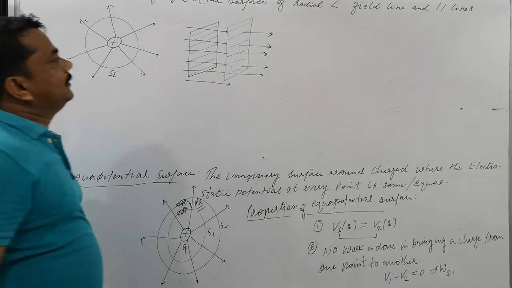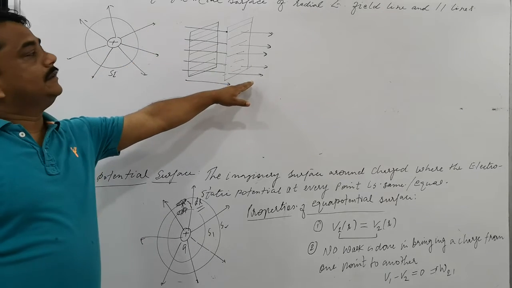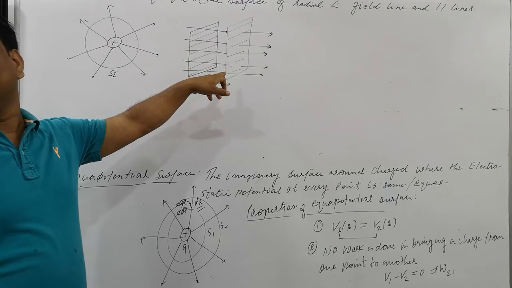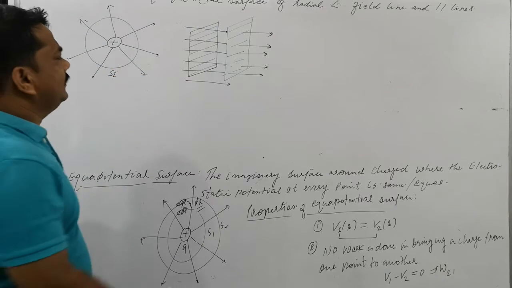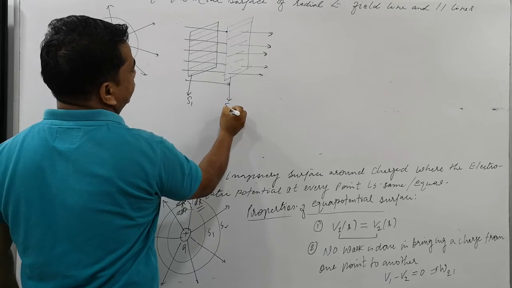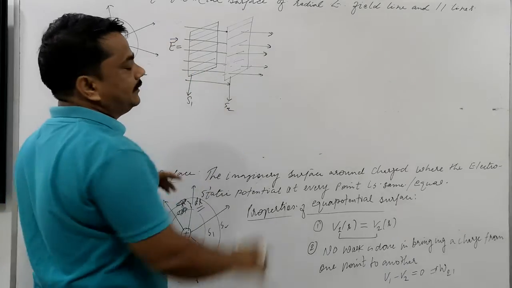The two equipotential surfaces we have drawn: if the field lines are parallel, then equipotential surfaces are parallel. And if the field line here is also parallel, here we can use the surface S1. This is the surface S2, and the field line is directed here from left to right.